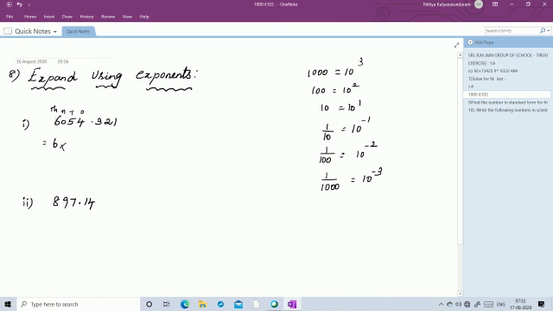So 6 into 10 cube, that's the 1000 place, plus the 100 place is 0, so 0, plus the tens place is 5 into 10 square, plus 4 into 10 power, it's the ones place, so 10 power 0. 10 power 0 is 1. Anything power 0 is 1. So 10 power 0 is also 1. So 4 into 10 power 0 is 1.